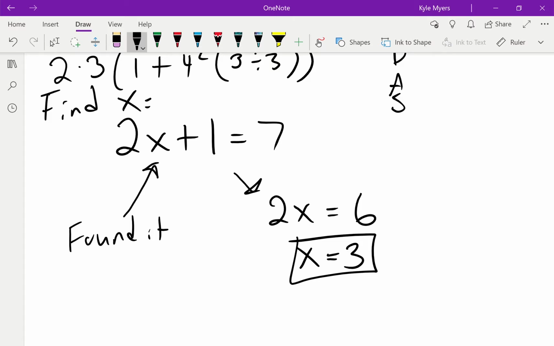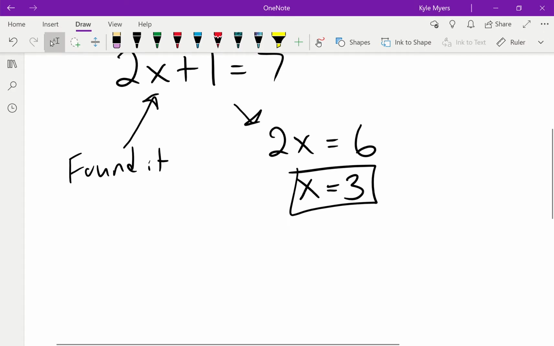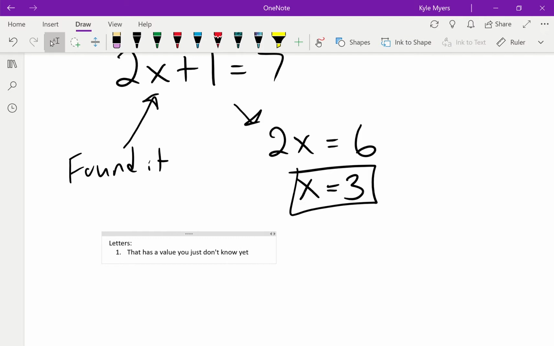That's the first kind of letter that you're exposed to. And usually we call letters variables. But we don't have to. I don't want to talk about variables. I want to just talk about letters. Right? So the first kind of letter that you were ever exposed to, most likely, is the kind of letter that has a value. You just don't know yet. That's the one that I just worked on there.